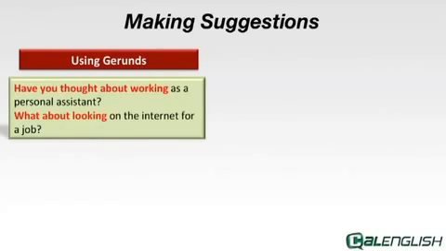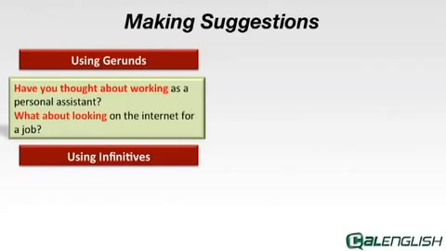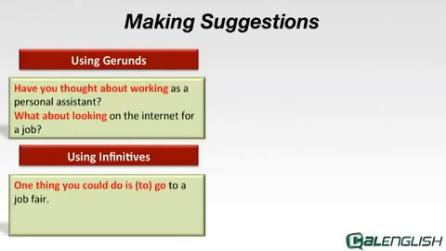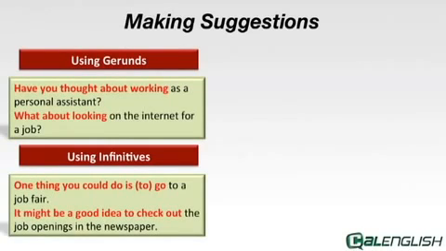It is also possible to make suggestions using infinitives. One thing you could do is to go to a job fair. It might be a good idea to check out the job openings in the newspaper. Here the beginning phrase could be, one thing you could do is, or it might be a good idea. You follow this by an infinitive, in this case, to go or to check out.